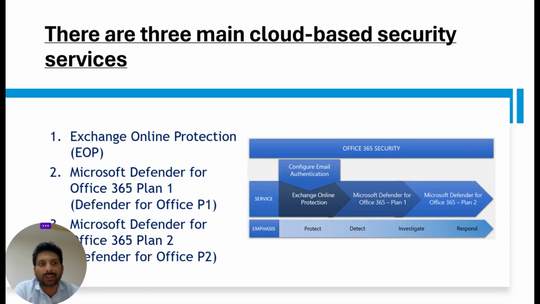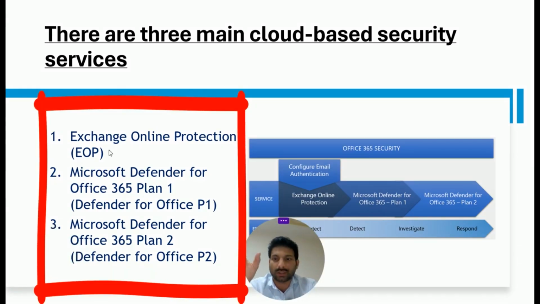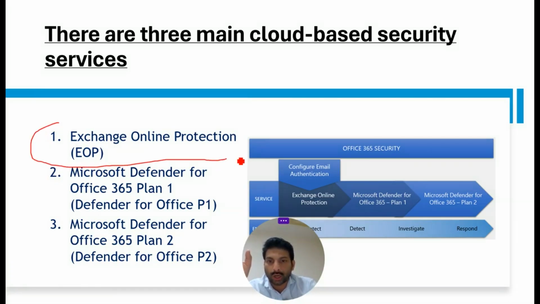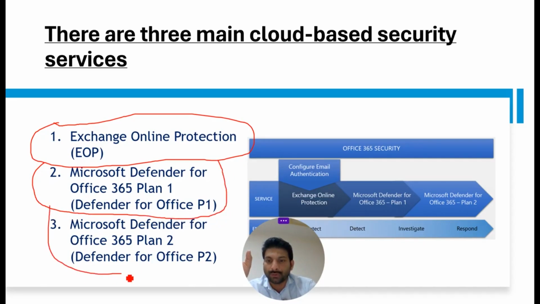Climb the security ladder from Exchange Online Protection to Microsoft Defender for Office 365. Every Microsoft 365 subscription comes with security capabilities. In Office 365 security, there are three main cloud-based security services or products that are tied to your subscription type. The first one is Exchange Online Protection, EOP, the second one is Defender for Office 365 Plan 1, and the third one is Defender for Office 365 Plan 2. So these are the three main cloud-based security services.